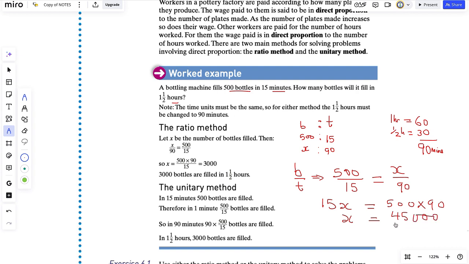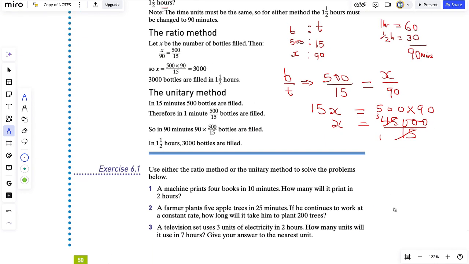45,000 divided by 15. When we do that, how many times can 15 go into 45? 3. Because 15 plus 15 is 30, plus another 15 is 45. So the answer will be 3,000. Right? So we get 3,000.